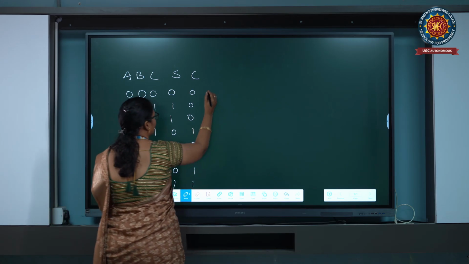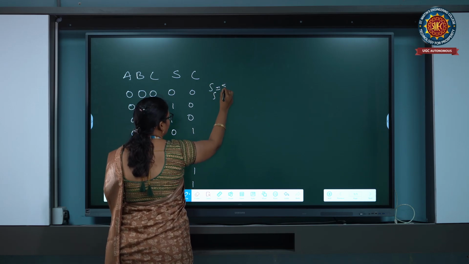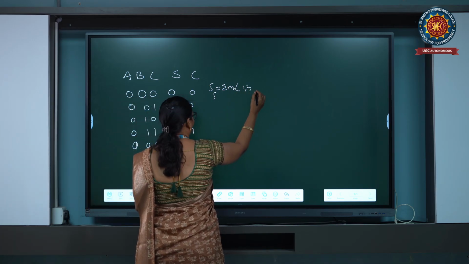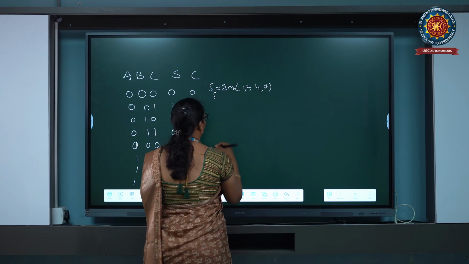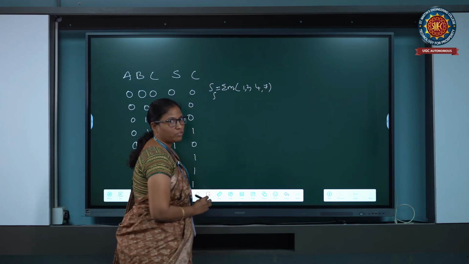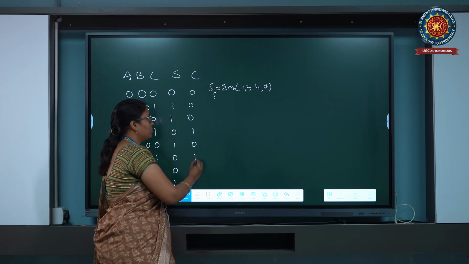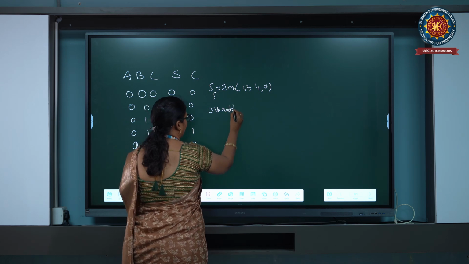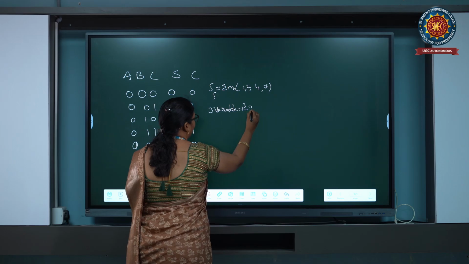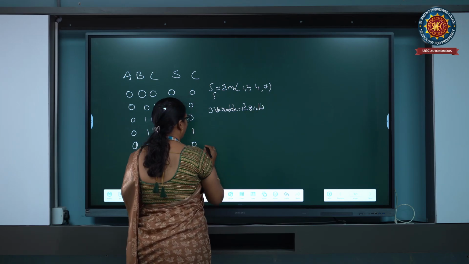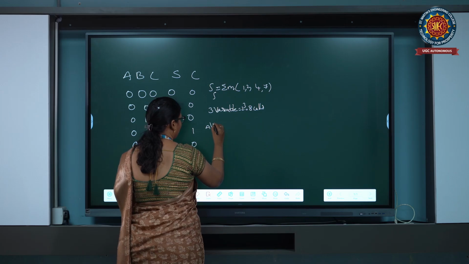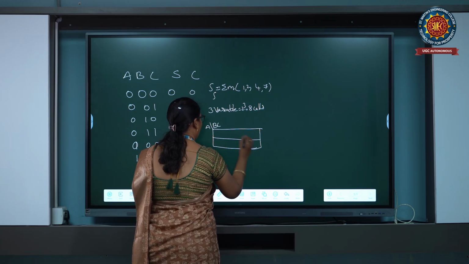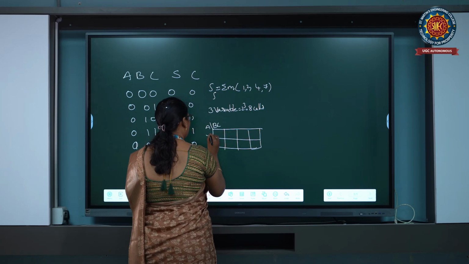If we take the minterms for S is equal to sigma m, we get the minterms as 1, 2, 4 and 7. As we have 3 input variables, the K-map we use is a 3 variable K-map. A 3 variable K-map means the number of cells we get is 2 cube, that is 8 cells. If we consider the K-map, one input I will take at the right side and the other 2 inputs I will give at the top.